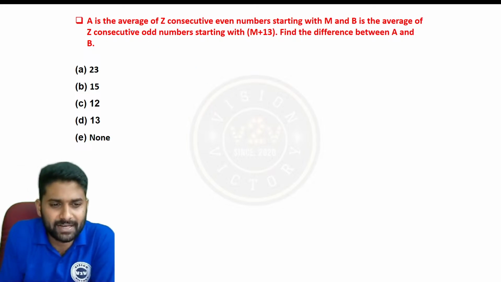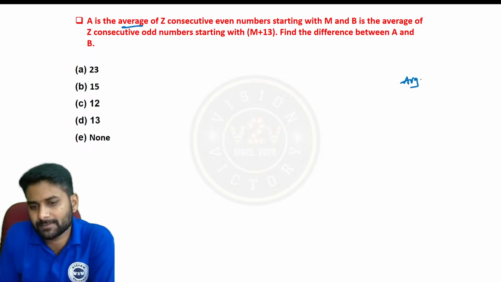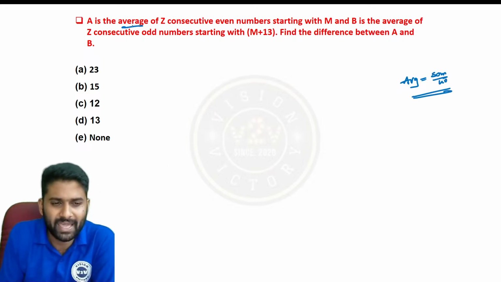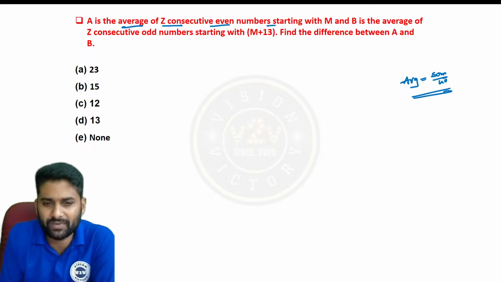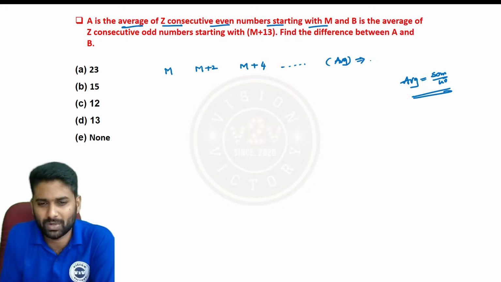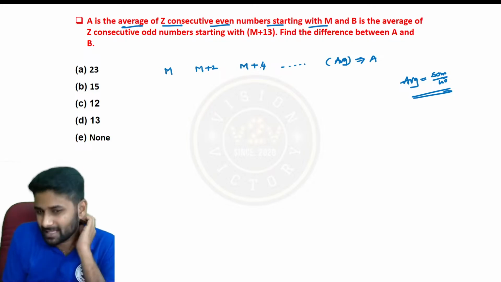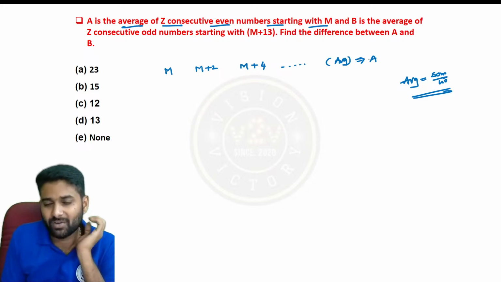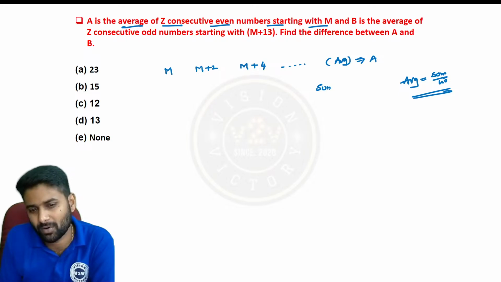Now see, A is the average. You already know that average is exactly equal to sum by number. Here, A is the average of Z consecutive even numbers starting from M. For example, M, M plus 2. You already know that the difference between even numbers or odd numbers is exactly 2 units. They clearly mention the total number of even numbers is Z. Now, average is equal to A. Definitely, the sum of those Z even numbers is ZA.